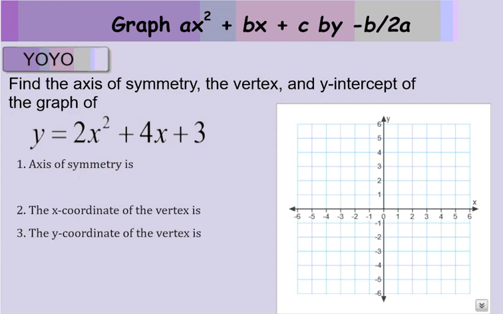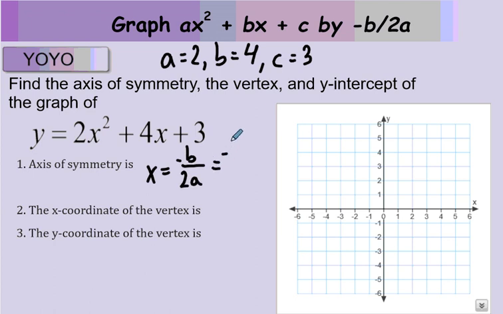Okay, here we go. We're going to do it kind of quickly. A is equal to 2 in this case, B is equal to 4, and C is equal to 3. So that means the axis of symmetry is going to be located at negative b over 2a, which in this case is going to be negative 4 over 2 times 2, which again is negative 1. That's not always the case. It's just coincidental that it's been negative 1 both times. The x-coordinate for the vertex is going to be at negative 1.